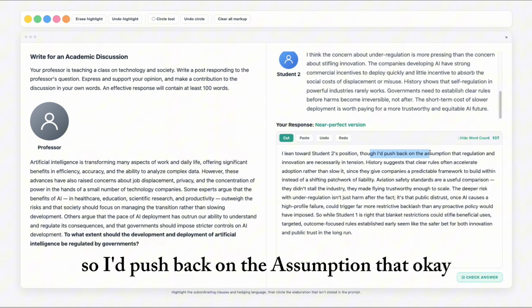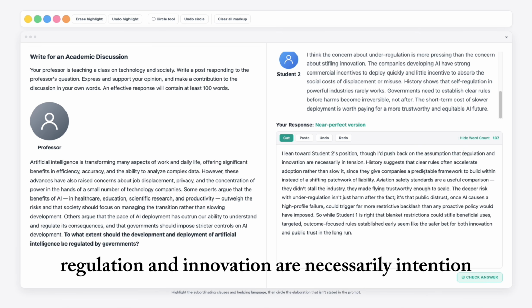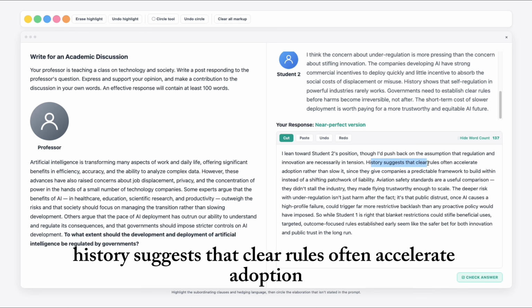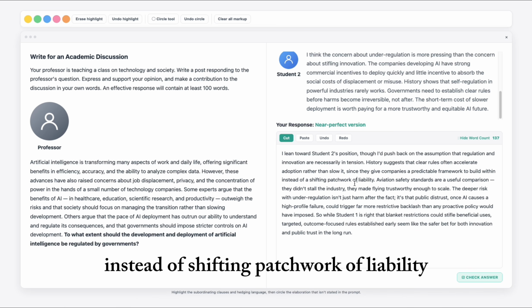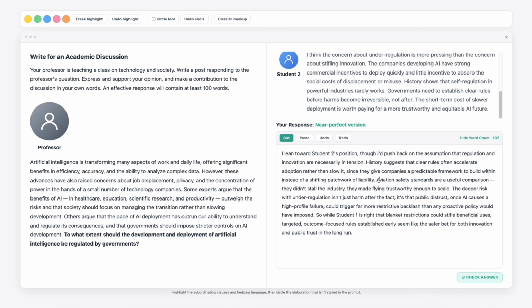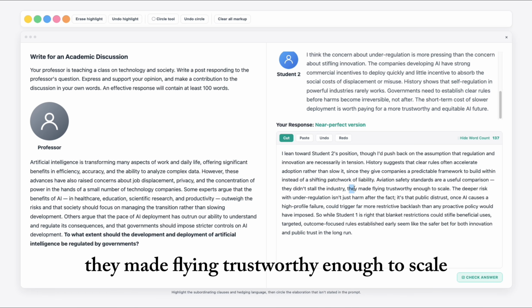Though I'd push back on the assumption, okay, so slightly challenging the assumption, that regulation and innovation are necessarily in tension. History suggests that clear rules often accelerate adoption rather than slow it, since they give companies a predictable framework to build within instead of a shifting patchwork of liability. Aviation safety standards, okay, a very clear, specific example, are a useful comparison. They don't stall the industry, they made flying trustworthy enough to scale.